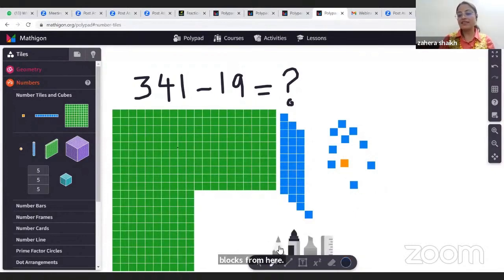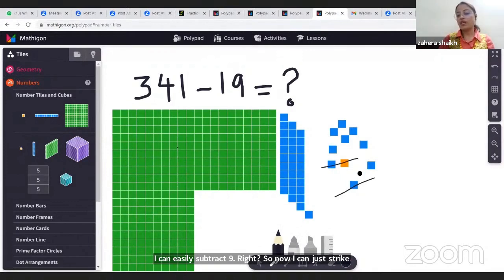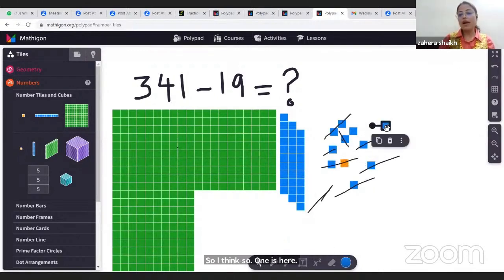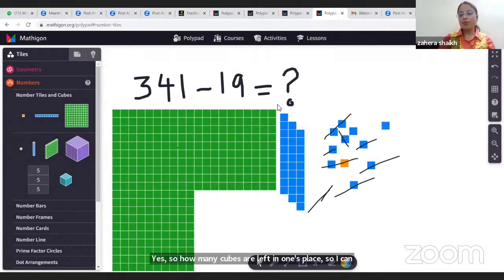So now I can just strike off or just remove, right? 1, 3, 4, 5, 6, 7, 8, and 9. Just a sec. Okay, so I think 1 is here. Yes. So how many cubes are left in the ones place? I can see that there are 2 unit blocks.